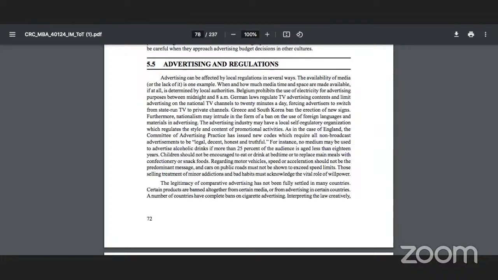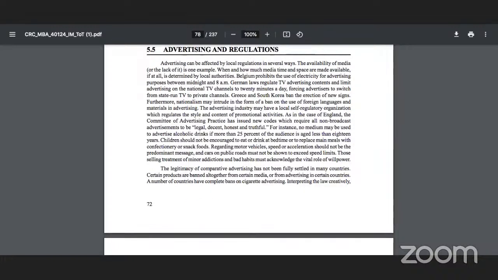So you need to translate your language from, say, English to the local language that is being used in that particular country. At the same time, it is not just the government, social norms, the host country, the country of origin, but there is also the advertising industry, which has a local self regulatory organization which regulates the style and content of promotional activities. As in the case of England, the Committee of Advertising Practice has issued new codes which require all non broadcast advertisements to be legal, decent, honest, and truthful.